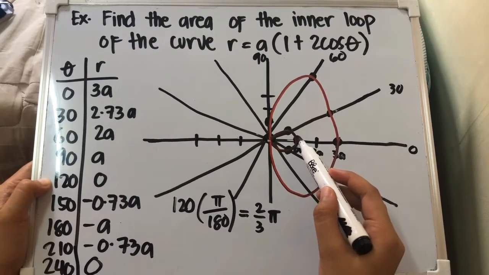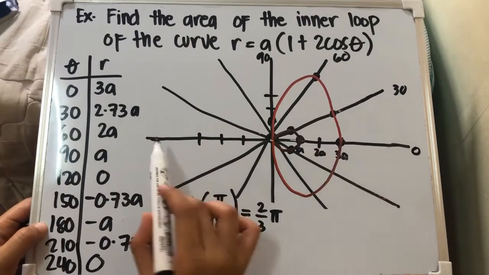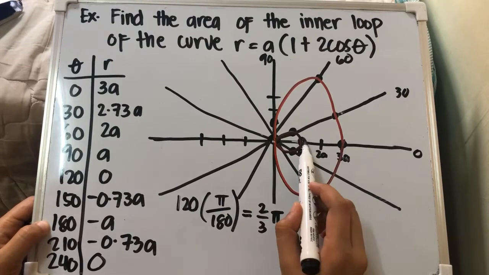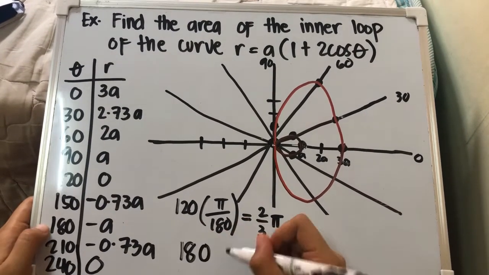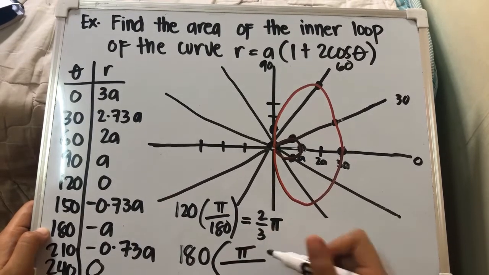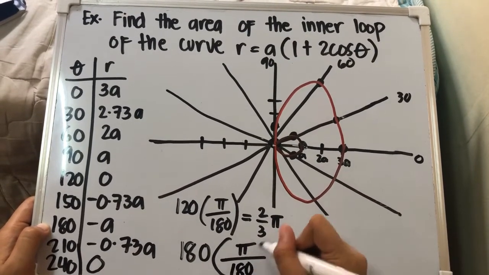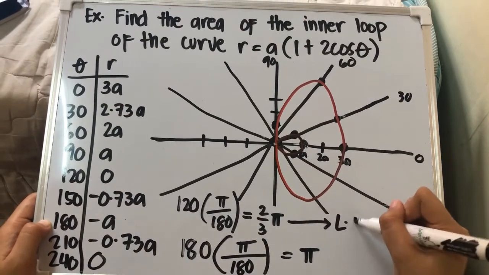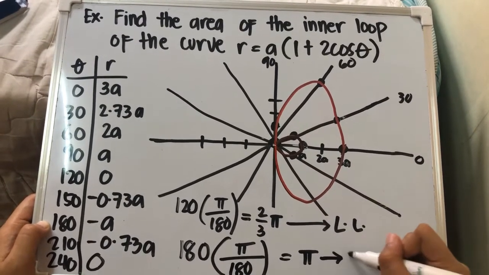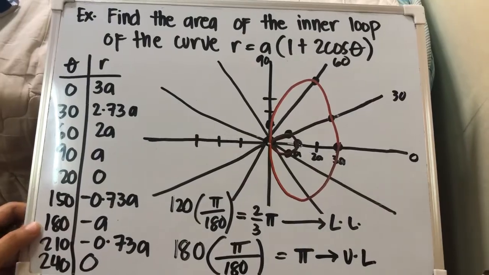Now this point has an angle of 180. As you know, this is 180 and negative a. So meaning to say, if we convert 180 to radian, that is equivalent to pi. So meaning to say, this is now our lower limit and this is our upper limit.